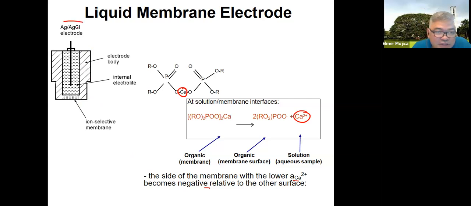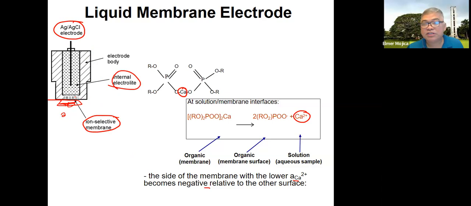So you still have the reference electrode, the ion selective membrane, and the internal electrolyte. So what happened? This is your sample that comes here. There's an activity there of the external ion, and then in the internal electrolyte, you also have the standard ion that you use for the difference between the two.